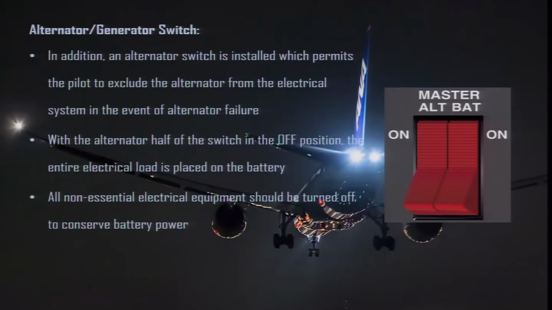Now, alternator or generator switch. In addition, an alternator switch is installed, which permits the pilot to exclude the alternator from the electrical system in the event of alternator failure. So, you can see in this master switch, the first half, the left part is the alternator part, the right part is the battery part. The alternator switch permits the pilot to exclude the alternator from the electrical system in case the alternator fails. With the alternator half of the switch in the off position, the entire electrical load is placed on the battery. So, if the alternator switch in the master switch is switched off, the entire load of the electrical system will be on the battery. In that case, all non-essential electrical equipment should be turned off to conserve battery power.